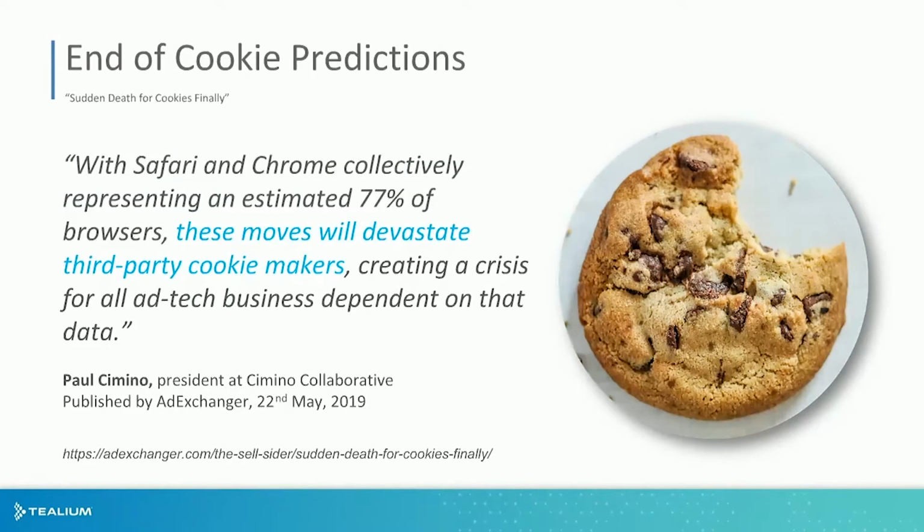Another quote here from an article on the 22nd of May in 2019, just a few months ago, where Paul Cimino says, with Safari and Chrome collectively representing an estimated 77% of browsers, these moves will devastate third-party cookie makers, creating a crisis for ad tech businesses dependent on that data. Paul had actually written an article in 2013 predicting the end of cookies in 2018. He said in 2013, cookies have about 5 years left. So this is Paul writing an article in 2019, pretty much saying he was right back in 2013. And as he says here, this is a big deal for those who make their money on third-party cookies. It's a crisis for ad tech businesses.